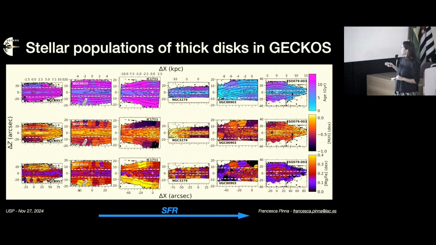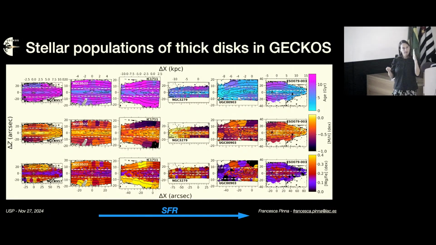So here I'm showing again, from top to bottom, age, metallicity, magnesium over iron. Sorry for the continuous change of the color scales, but I like this color scale for ages very much, because this helps our eyes very quickly pick what is old and what is young: old ages are magenta and young ages are cyan. So again, I'm showing the transition between the thin and the thick disk with these horizontal lines.